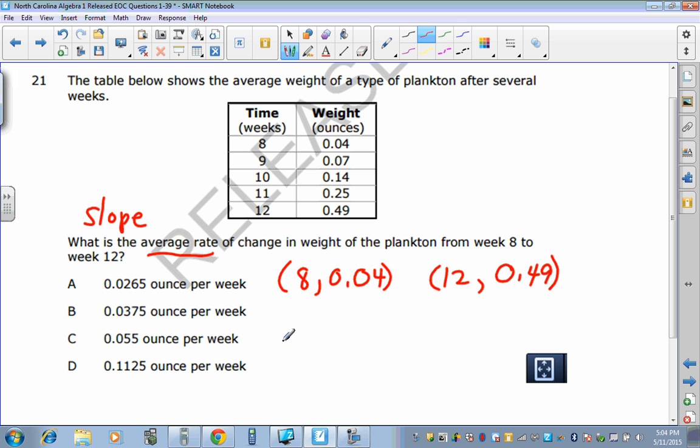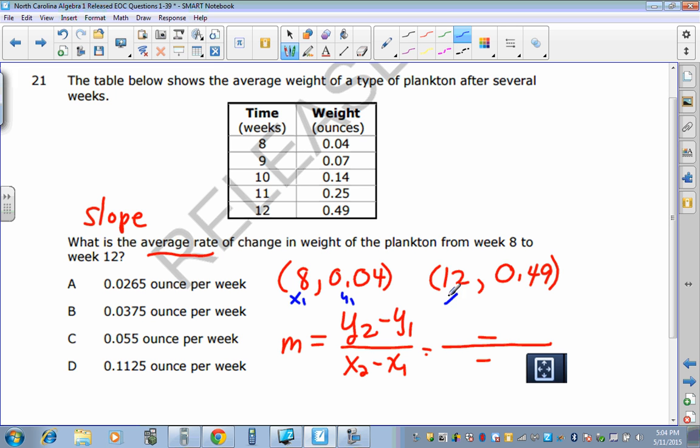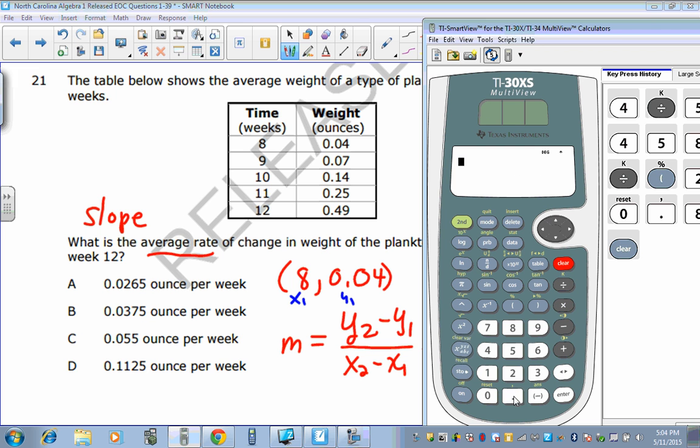Okay, so we want the slope. And what is our slope formula? It is y second minus y first over x second minus x first. So we're going to plug in our information. Remember, this is x first, y first, x second, y second. So that'd be 0.49 minus 0.04 over 12 minus 8, so that is 0.45 over 4, and if you click that in your calculator, 0.45 divided by 4, because it was 4 weeks between there. Okay, we get D for the answer.